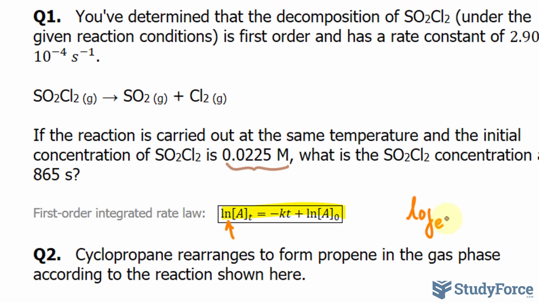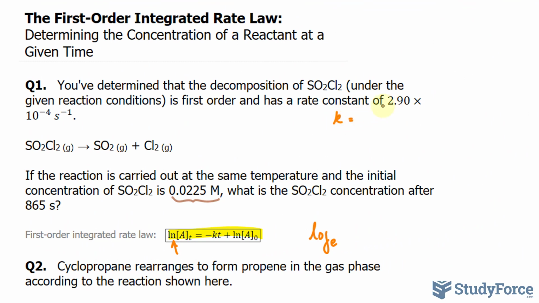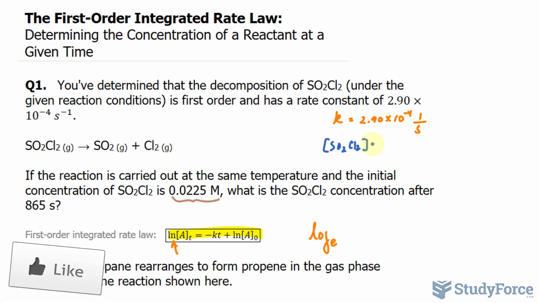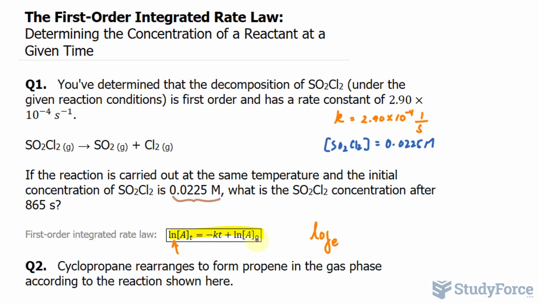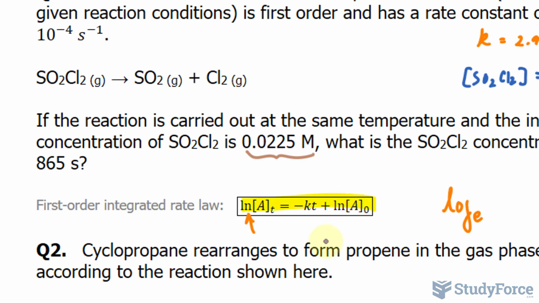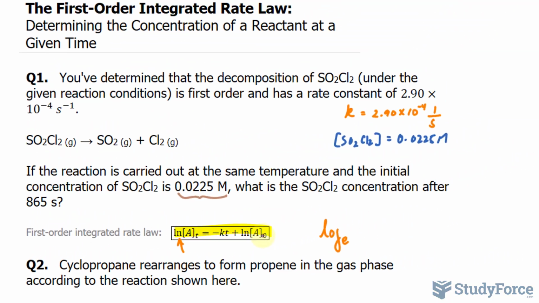Let's write down everything we know. We've been given the constant k, and that's equal to 2.90 times 10 to the power of negative 4. It has the units of 1 over s. We've also been given the concentration right here, where the concentration of this molecule is equal to 0.0225 molars. The time is provided as 865. All we have to do is substitute this information into this formula. Now we've been given the initial concentration, and that's represented as ln the square brackets, our molecule represented as A, subscript 0. That's your initial concentration.